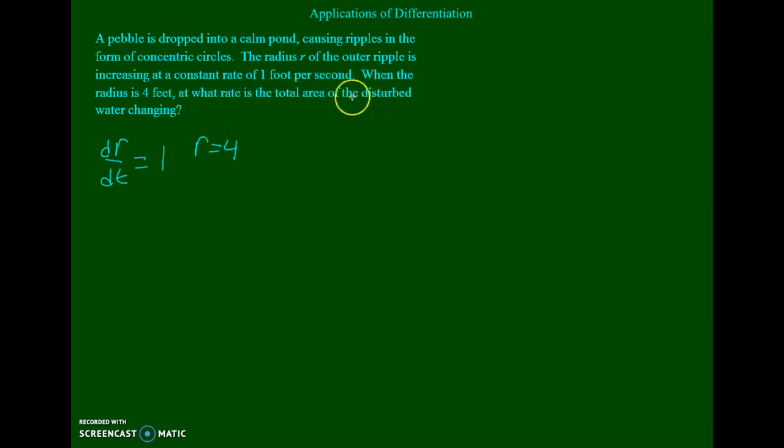Then what we're looking for is the rate of the total area of the disturbed water changing. Well, up here it said that the ripples are in the form of concentric circles. So we're actually looking for the area of a circle. So area is going to be pi r squared. And we're looking for dA/dt.